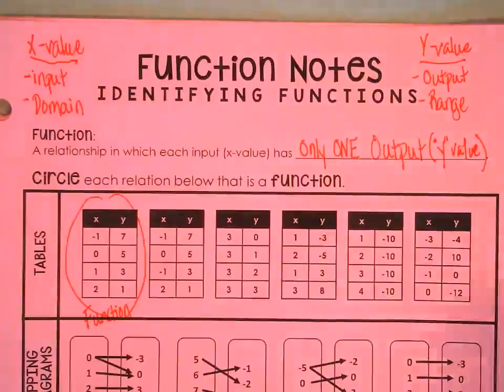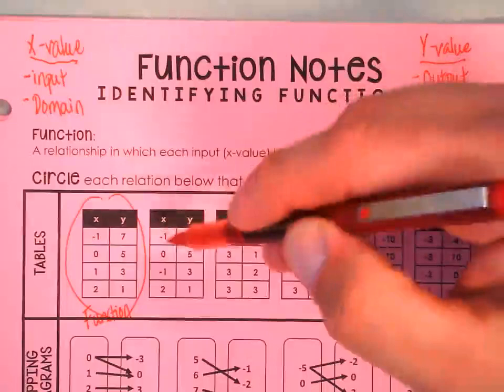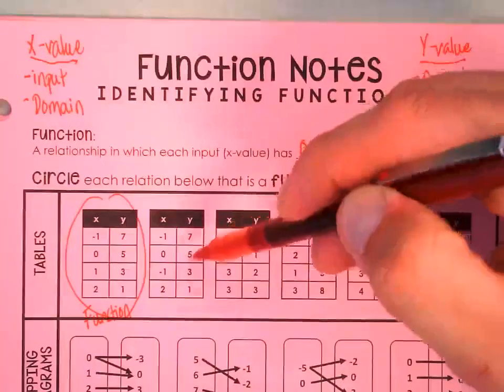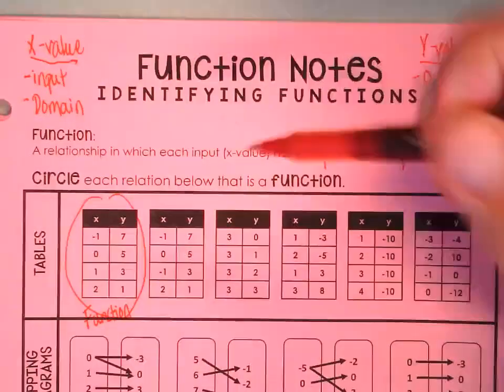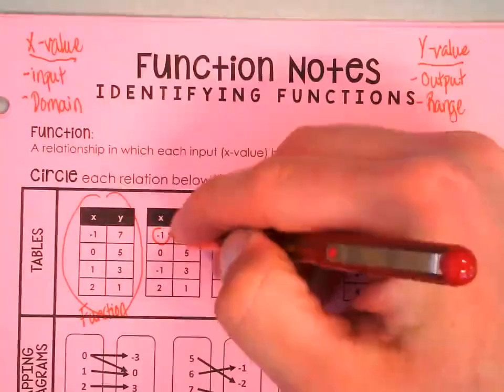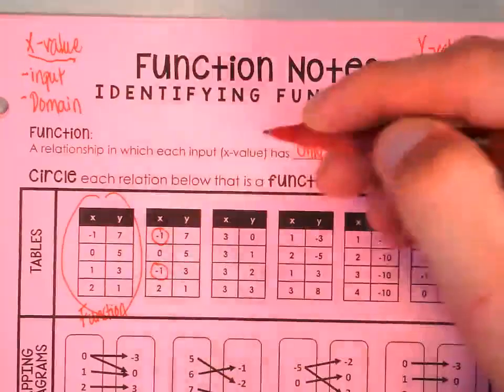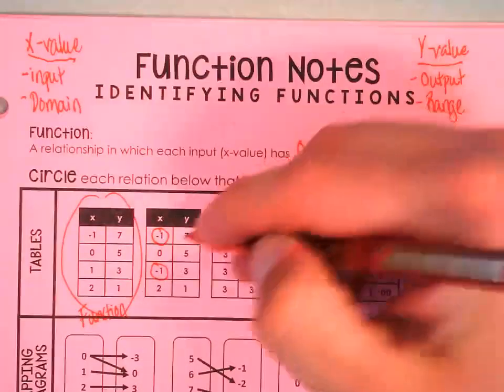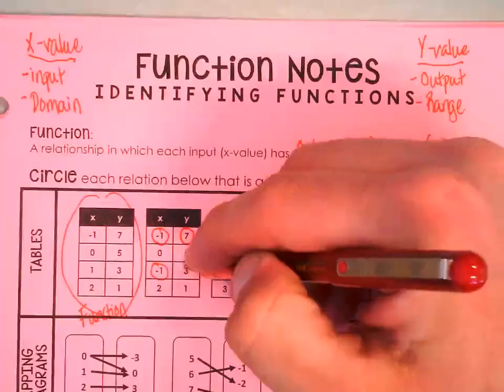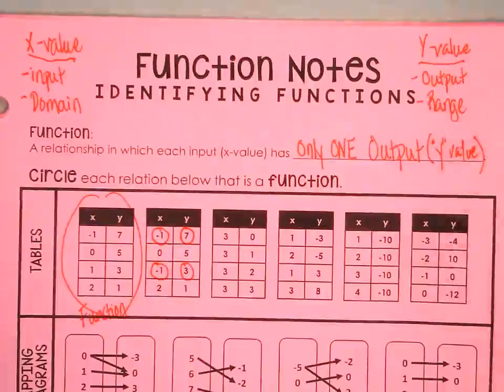Now we're going to look at number 2. We have x values negative 1, 0, negative 1, 2. And then our outputs are 7, 5, 3, and 1. So this is what you should be saying to yourself: Whoa, Mr. Fischette, that's not correct. Negative 1 is repeating itself. So that means negative 1 is on here twice, but it has two output values. And they're not the same, they're different.